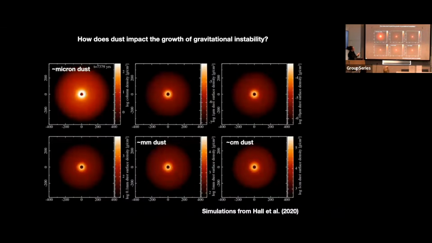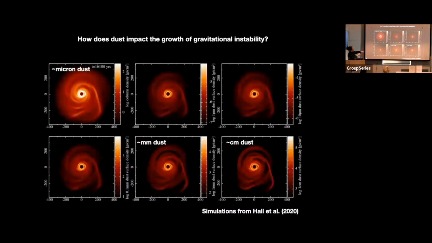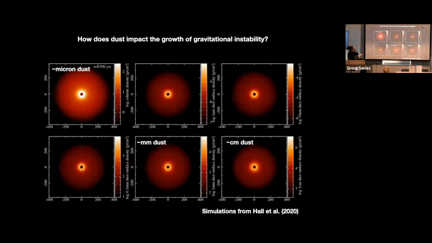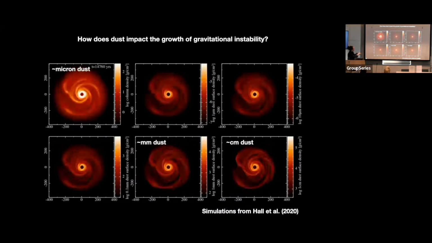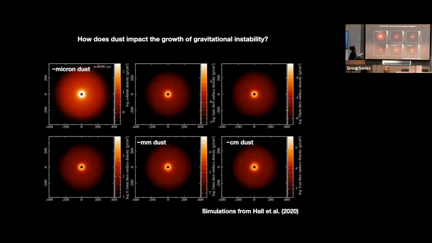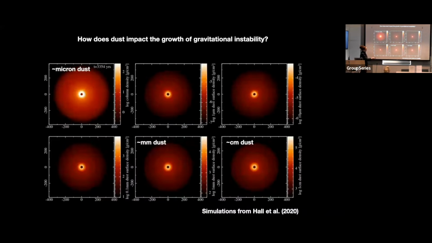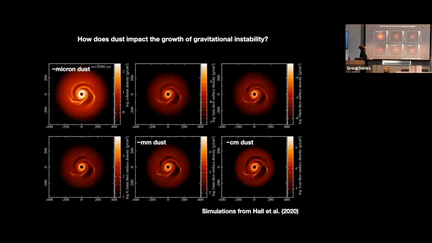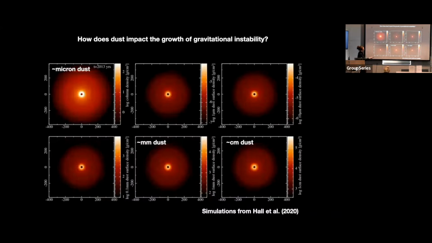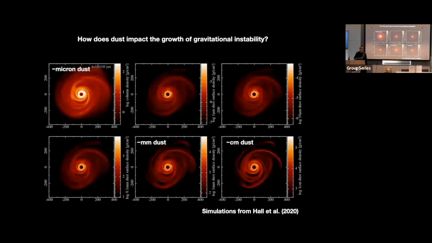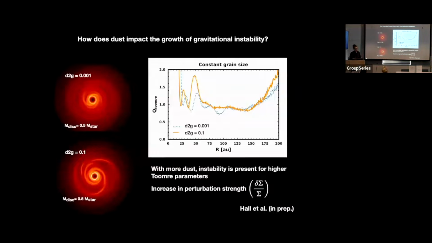So these are some simulations. In fact, it's all one simulation. They all just have different grain size of dust. Here is micron size dust, perfectly coupled to the gas. It just traces the gas exactly. Here at centimeter sizes, it's starting to get a little bit more interesting as it's approaching the Stokes number of 1. And you can see that the spirals are really increased quite a lot in the center because the dust is concentrated there. So I was curious about how dust impacts the growth of gravitational instability.